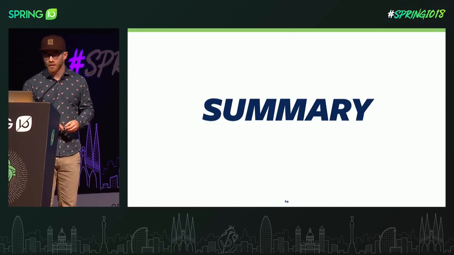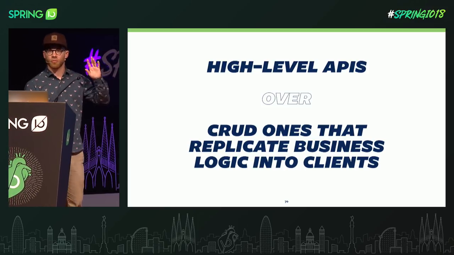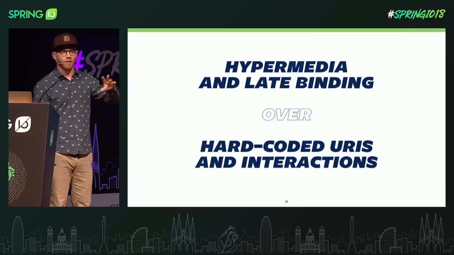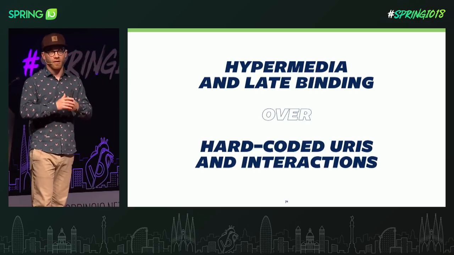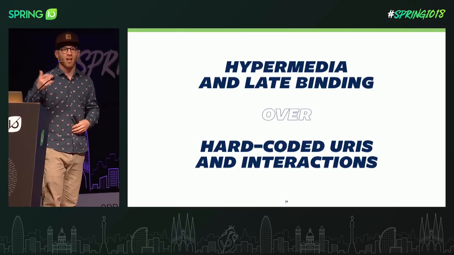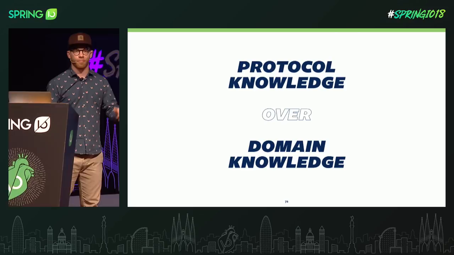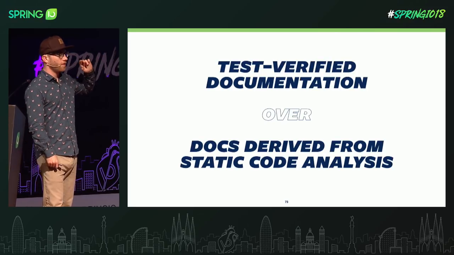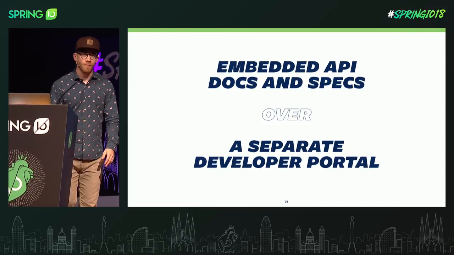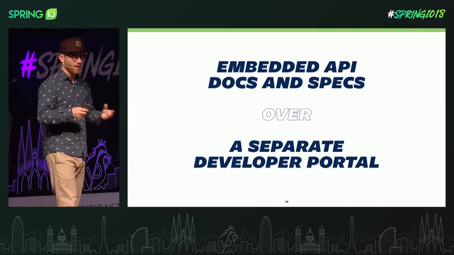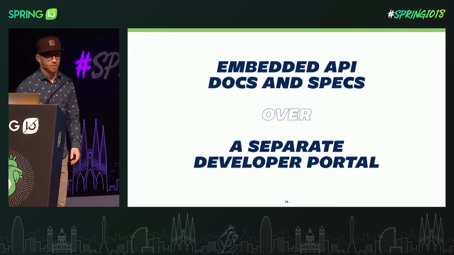So to summarize, favor high-level APIs over CRUD ones because you don't want to replicate domain knowledge into the clients. Use hypermedia and late binding. In other words, don't expect a certain field to have a certain set of values unless you can pick up changes at runtime, over hard-coded URIs and interactions. Prefer protocol knowledge over domain knowledge. Test-verified documentation over statically derived docs. And documentation and specification that's part of the API over separate developer documentation.